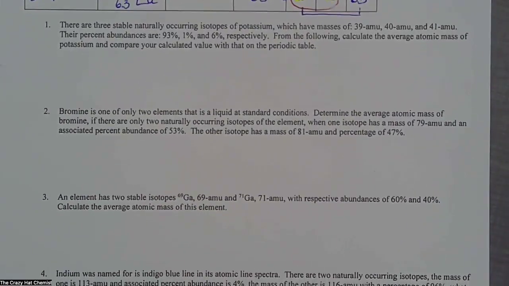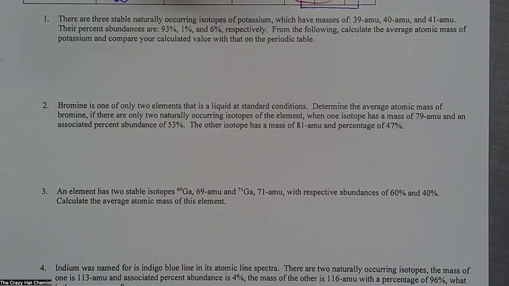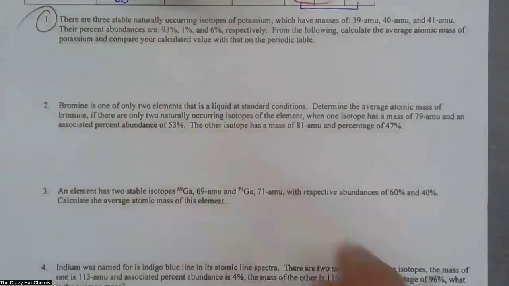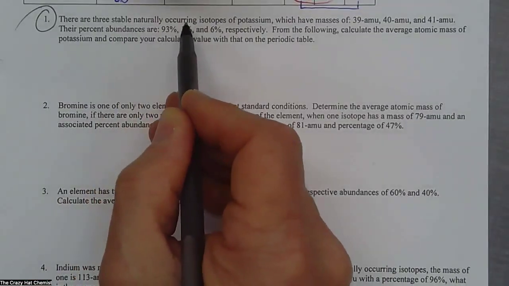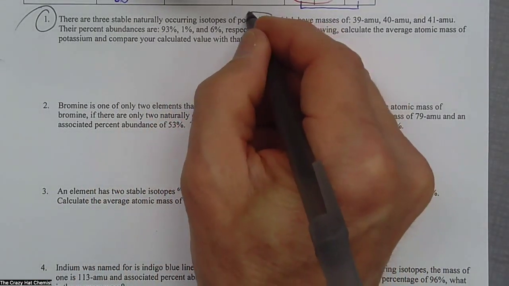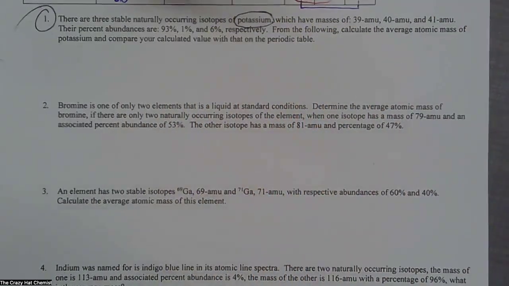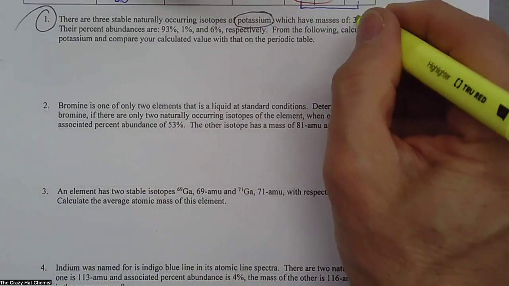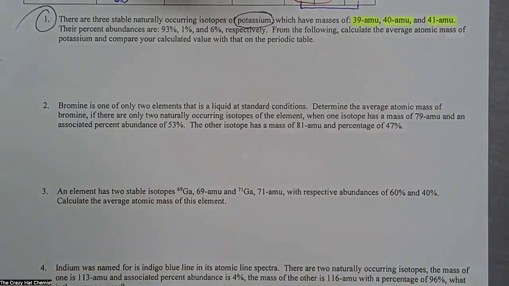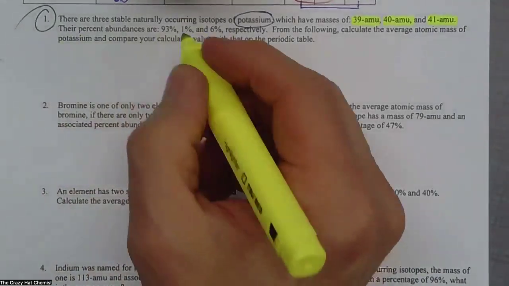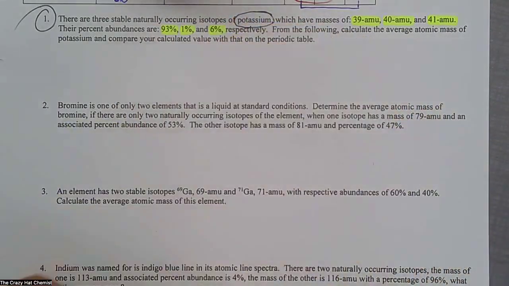All right, so now what we're going to do is the second half of this worksheet here. The second half of this worksheet is right here with the next problem, which is problem number 1. It says there are 3 stable naturally occurring isotopes of potassium, which have masses of 39 atomic mass units, 40 atomic mass units, and 41 atomic mass units. Their percent abundances are 93%, 1%, and 6% respectively.